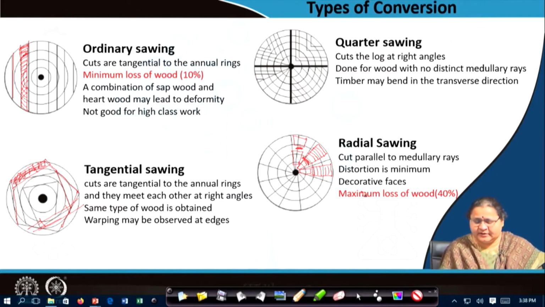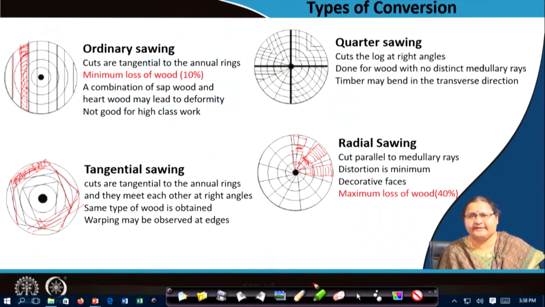And here you get minimum distortion and you can get decorative faces because you get the grains passing through it, which can be seen properly. This is having the maximum loss, and here you can avoid the medullary rays. So, the cuts are actually radial and you can follow the medullary rays to avoid the cracks or those lines which are due to the formation of those medullary rays where the timber is weak.